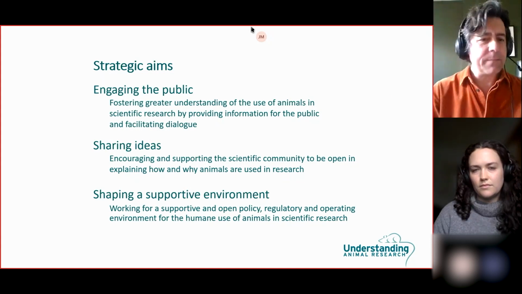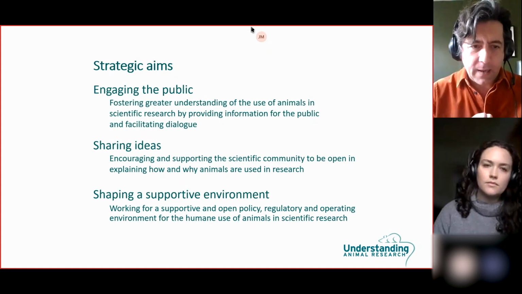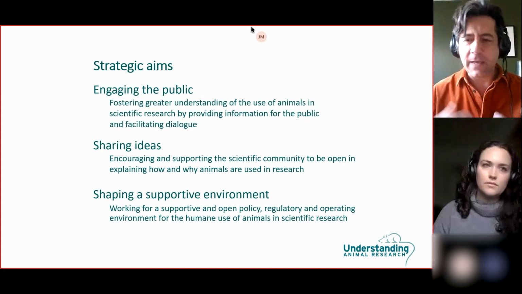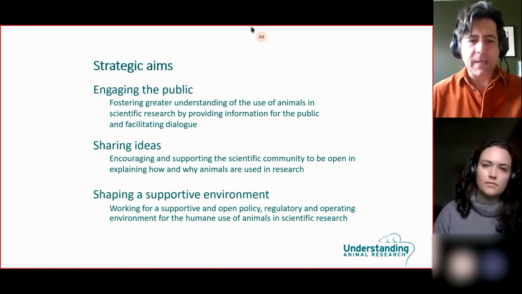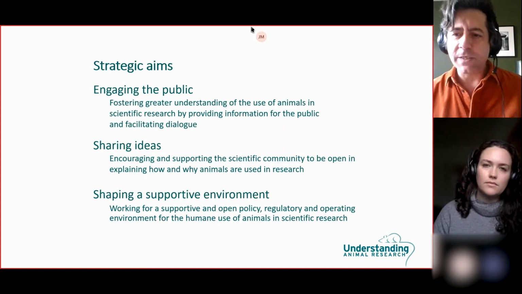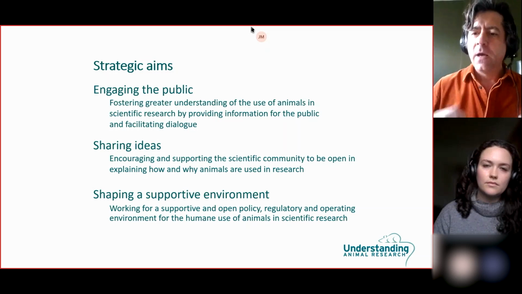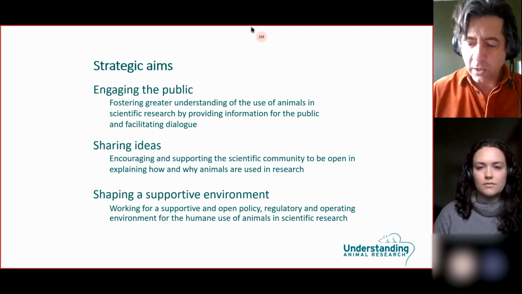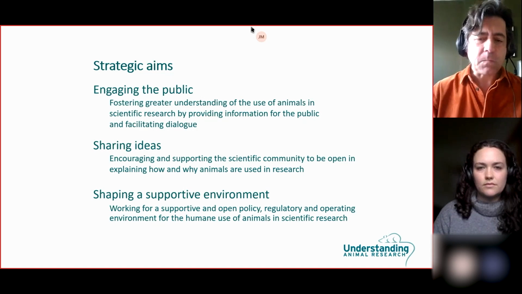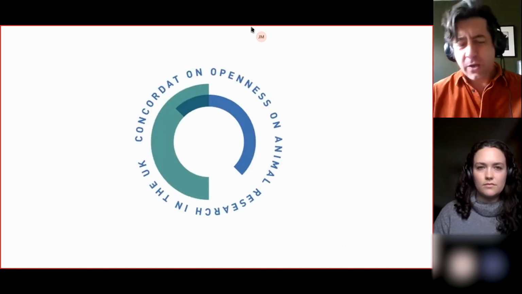These are our strategic aims. I work mostly in the area of engaging the public and helping people to think about better ways to engage the public. But everything tends towards the third one, which is shaping a supportive environment for all our colleagues who are working with animals in the UK. So we are UK based, I should say.